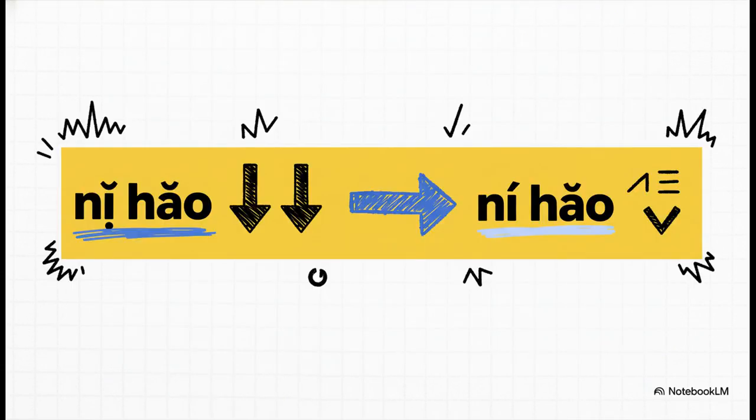But wait, here's where we hit a super important pronunciation rule. It's called third tone sandhi, and it's a game changer. You see, trying to say two of those dipping third tones back to back is actually pretty clumsy and slow. So to make it flow better, native speakers have a natural shortcut. When two third tones are together, the first one changes into a second, rising tone. So even though it's written as ni hao, it's always pronounced ni hao. Listen to that change. Ni hao. Mastering this one rule will instantly make you sound much more natural.